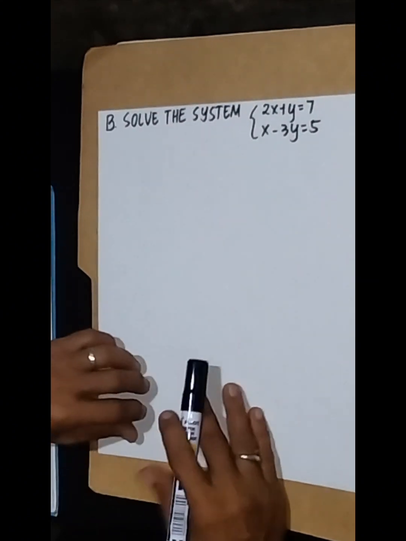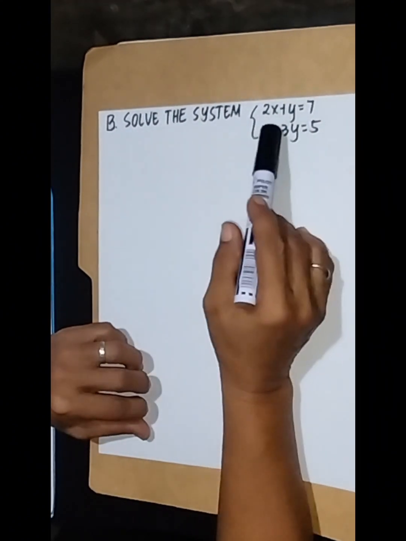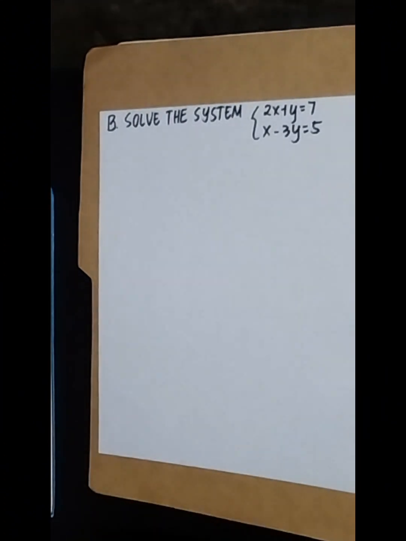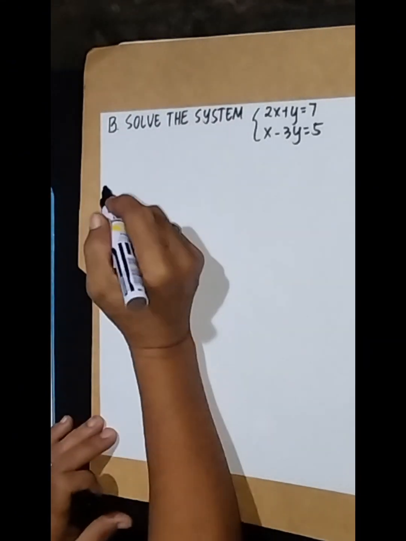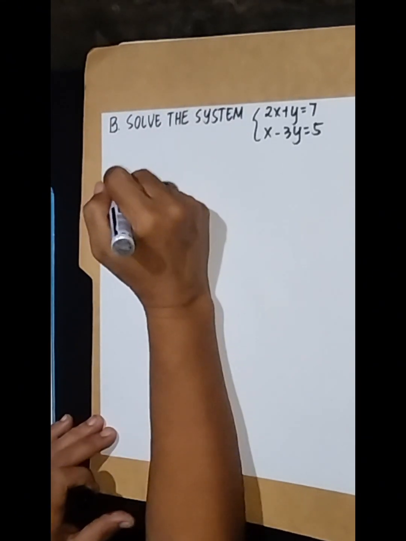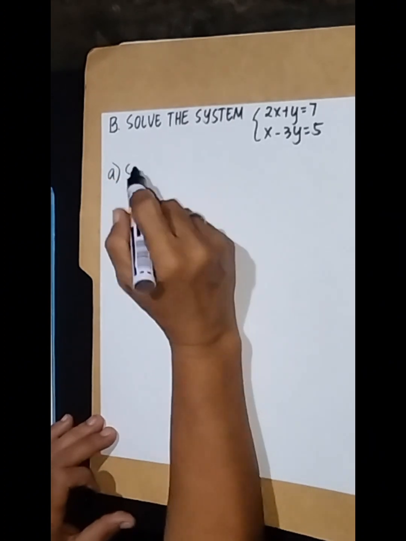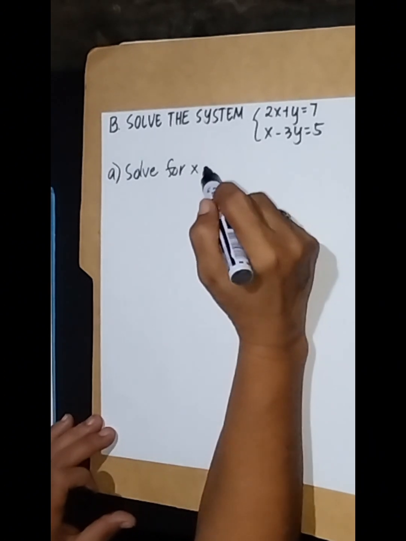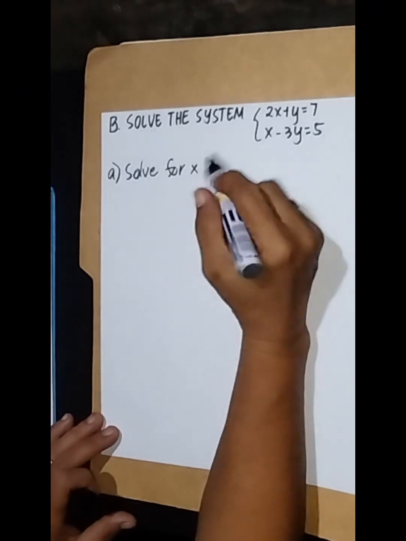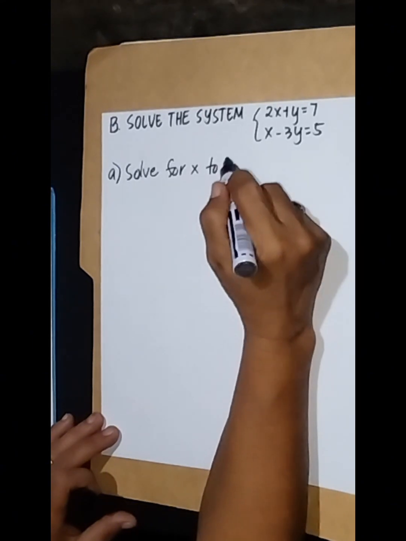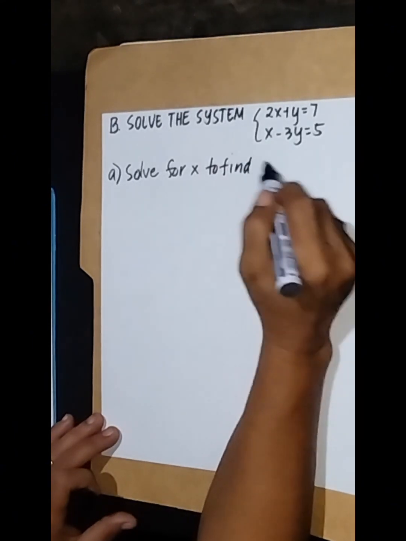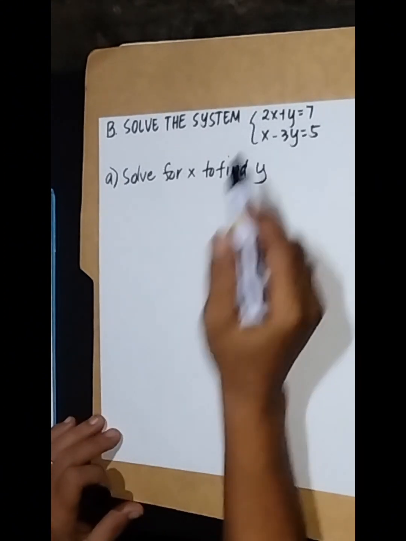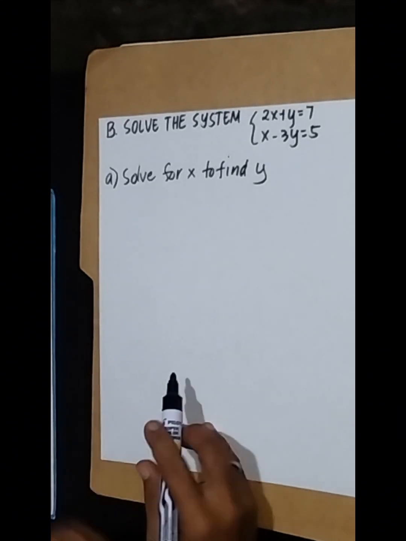Now we have example 2. Solve the system 2x plus y equals 7, x minus 3y equals 5. So the first thing that we do is solve for x in terms of y to find y. So we have to solve both of the equations for x to find y.